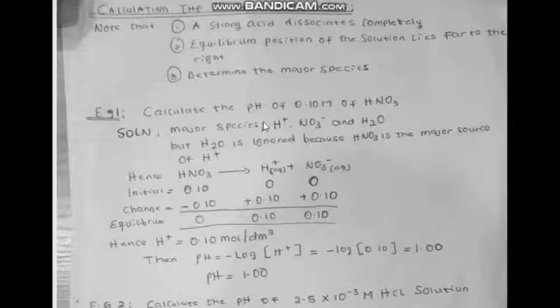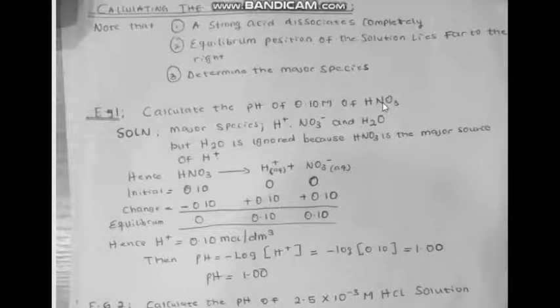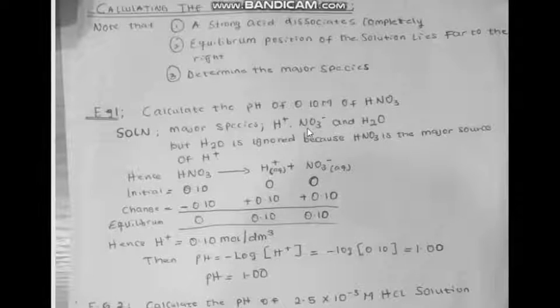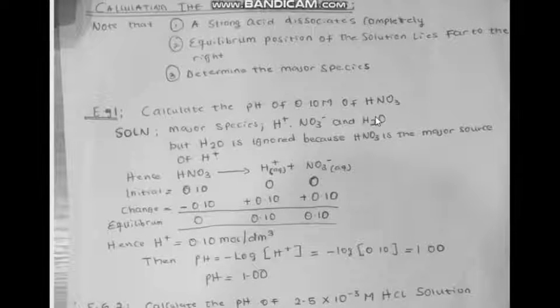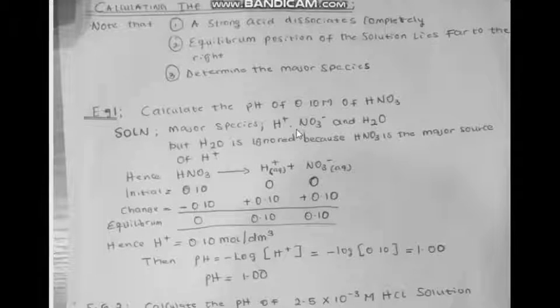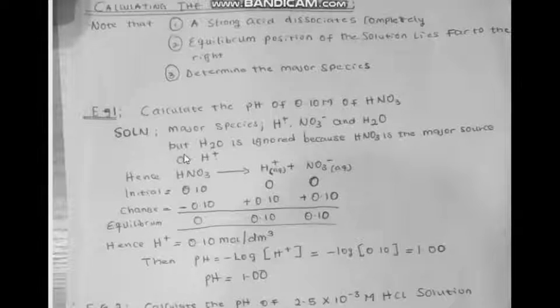Now let's look at the calculation. Calculate the pH of 0.1 molar, which is mole per dm cube, of HNO3. Now, if you look at this, the major species are H plus, NO3 minus, and H2O. But there's a principle. The H2O is ignored because HNO3 is the major source of H plus. Of course, H2O produces H plus, but it's not considered because the concentration of the proton produced by the H2O is quite smaller than the concentration of the H plus produced by HNO3. So we must only consider HNO3.